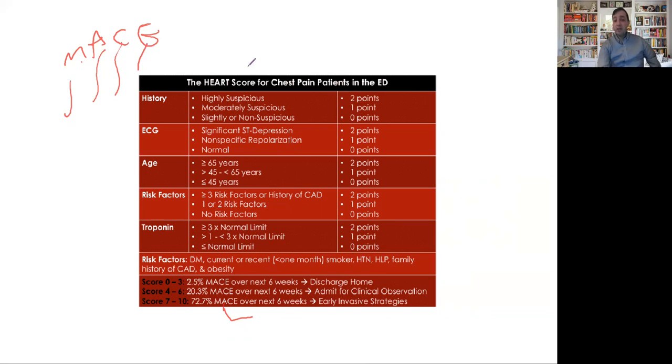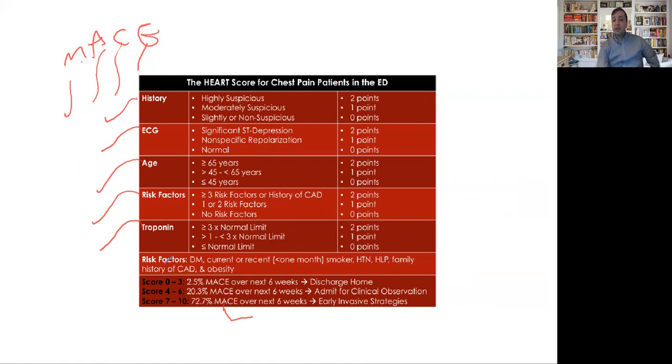So according to this score, the HEART score, H is history, E is ECG finding, A is age of the patient, R is risk factors, and T is troponin level. In this question, they are not mentioning the troponin level, but they are mentioning the history of the patient, the ECG finding in each part of the answers, and age and risk factors as well. So we have to calculate the HEART score for the patient.